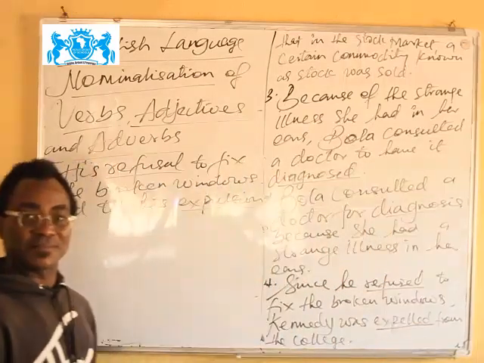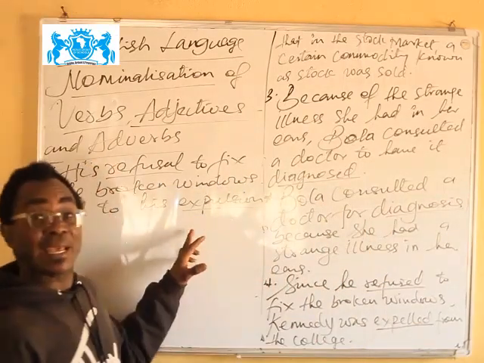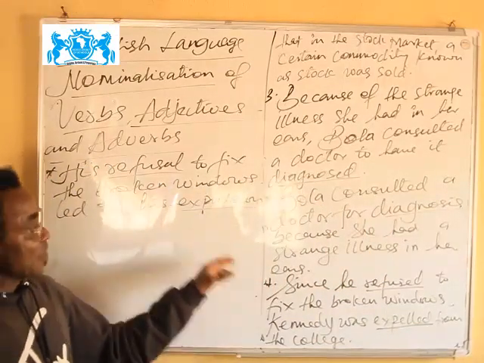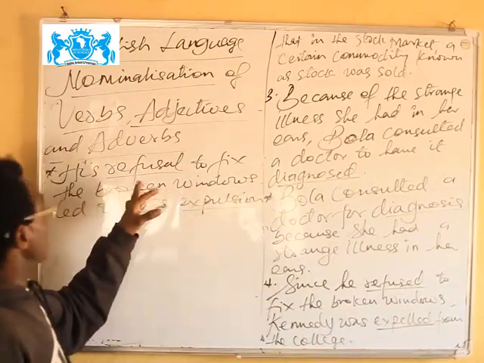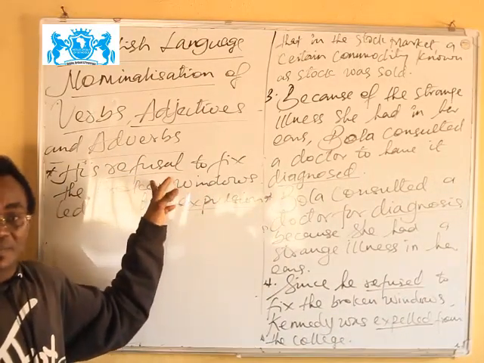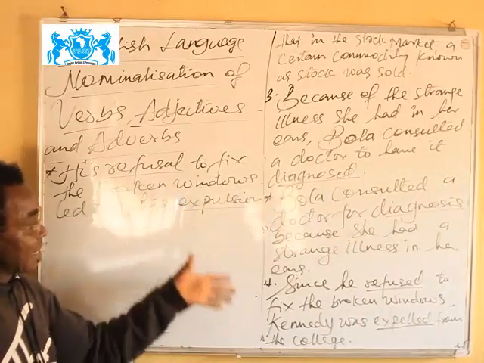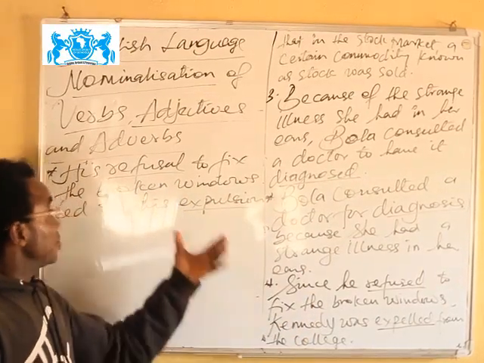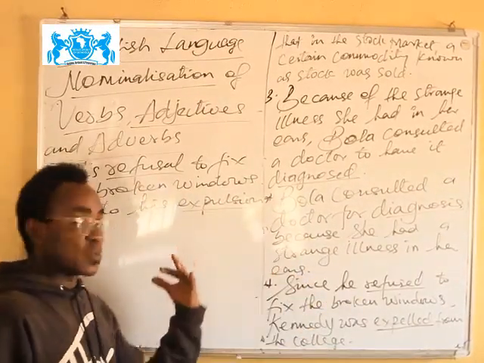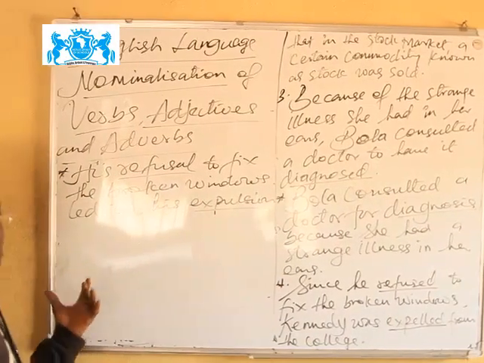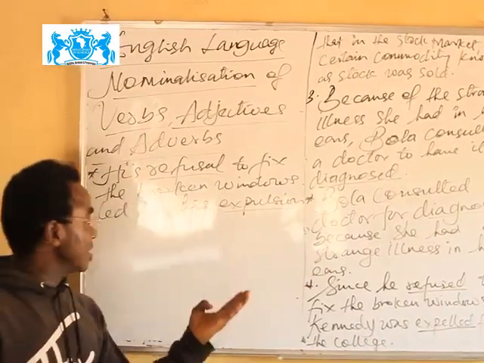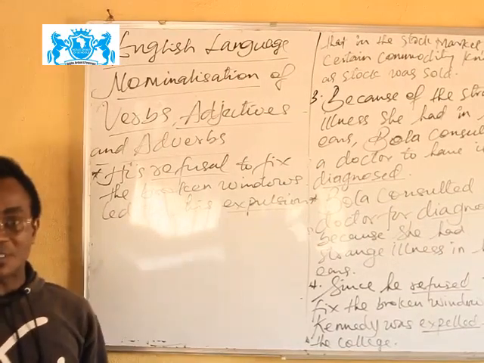expel. So the verb expel becomes expulsion, the noun form, while the verb refuse becomes refusal in this sentence. So we've nominalized these two verbs, from refuse to refusal and from expel to expulsion. His refusal to fix the broken windows led to his expulsion.